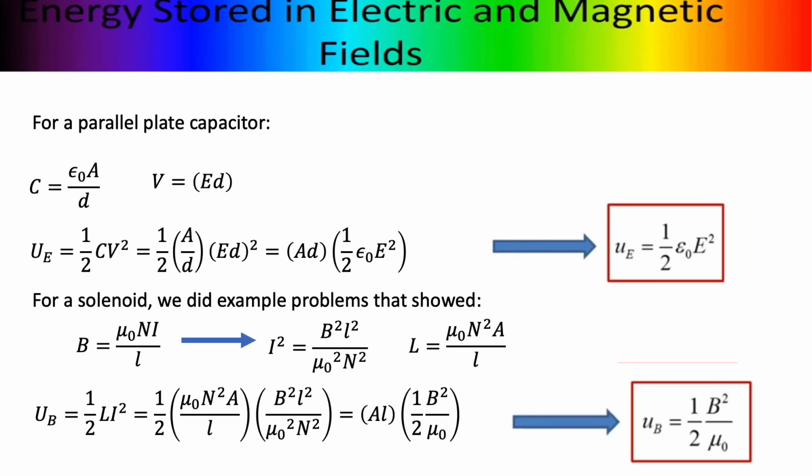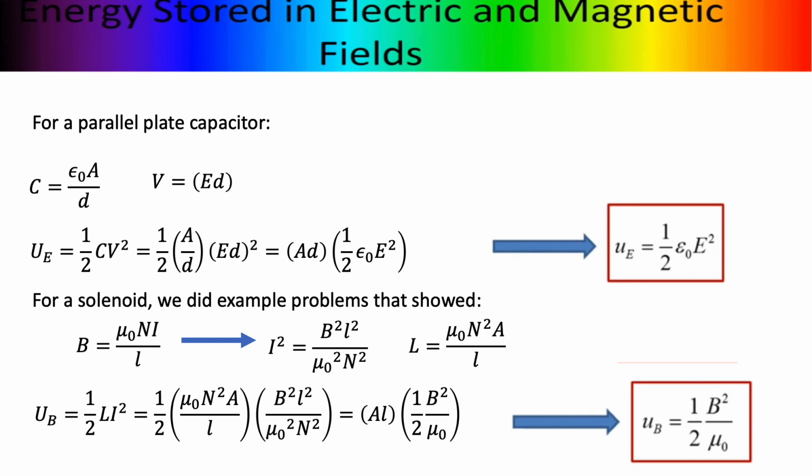All right, now we need to talk about how much energy is carried by these electromagnetic waves. And so we're going to start out with a parallel plate capacitor. So we know that the capacitance is epsilon sub 0 A over D, and we know that the voltage is E times D. Keep in mind D is the separation distance of the plates, A is the cross-sectional area of the plates. And we know the equation for storage for the capacitor, which is energy stored is equal to 1/2 CV squared.